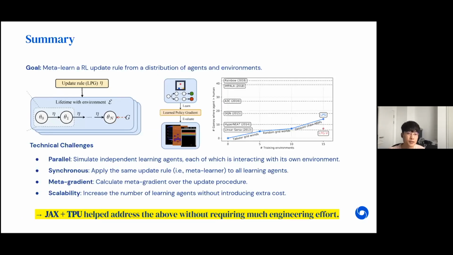To just summarize, we basically had several challenges, including simulating multiple agents and calculating meta gradient and so on. But by using JAX, we were actually able to handle all these challenges quite easily without putting much engineering effort. And also, out of this project, we meta-learned quite an interesting reinforcement learning update rule out of many agents and many environments. You can maybe check out the paper if you are interested.